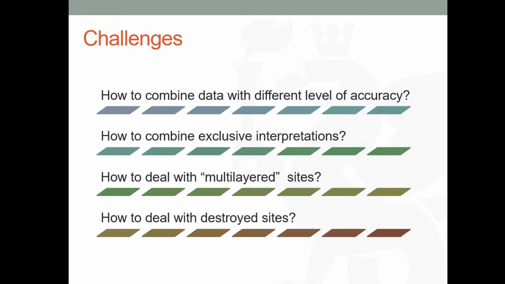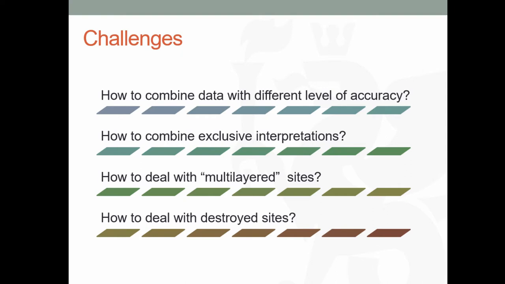Also we have a big issue with different, exclusive interpretations. Some people interpret a site as belonging to, I don't know, the linear pottery culture. Other people disagree with it, so they don't even trust in linear pottery, for example, at all. So what should we do with this? How should we combine these completely different types of data that are exclusive, that are arguing with each other, right?